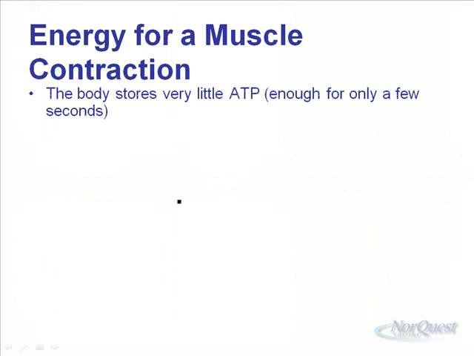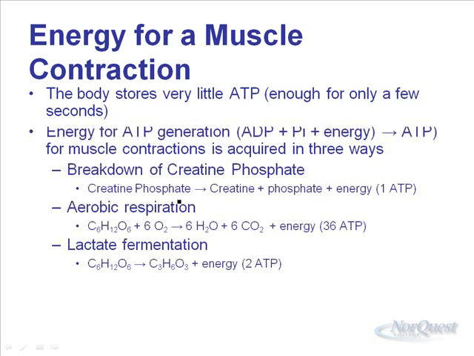It turns out that our body stores very little ATP, only enough ATP for a few seconds of activity. Now, most of us can do more than a few seconds of activity, so there has to be a way of generating ATP while we're being active. And there are three ways to get our ATP. There's the breakdown of creatine phosphate, and the reaction for it. Creatine phosphate's a large molecule. We won't worry about the actual atoms that are in it, but creatine phosphate will break into creatine, phosphate, and an ATP molecule.